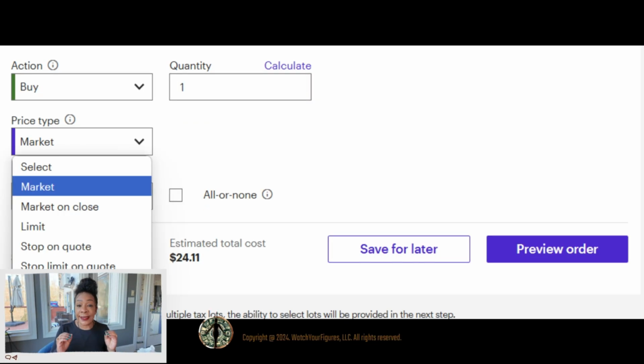Now, the price type. We went over this in stock market terminology. And you have your market price and your limit. And remember, I was telling you, you have stop loss and stop on quote and all those things there. We're keeping it basic right now.